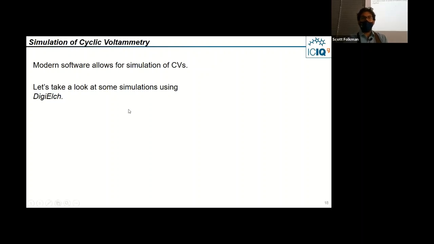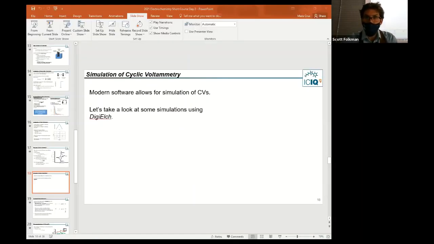So we have modern software that allows us to simulate CVs. I'm going to show you a simulation of ferricyanide using a software program called DigiElk. This is a software which we have paid for in the Galán group.